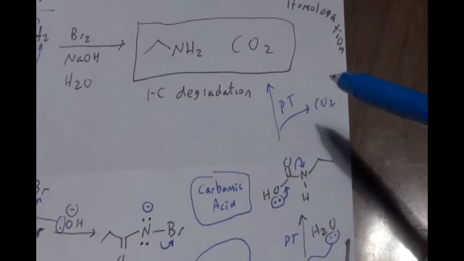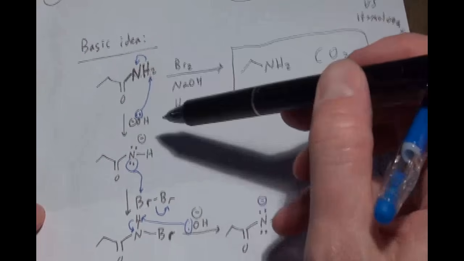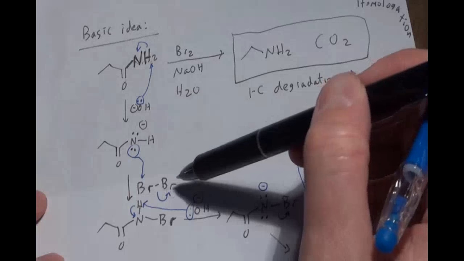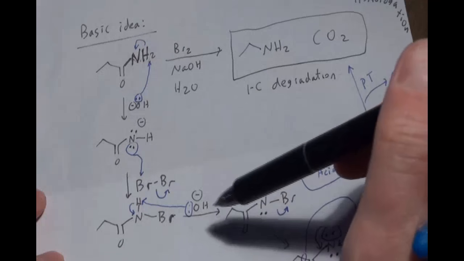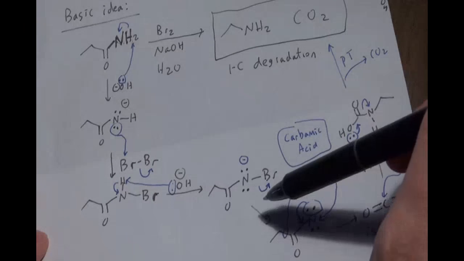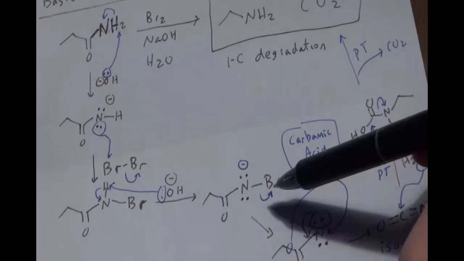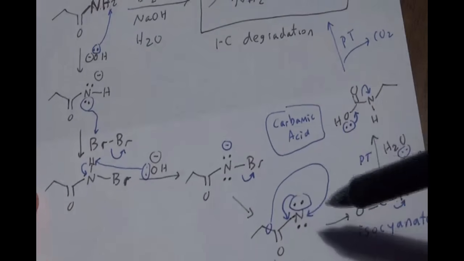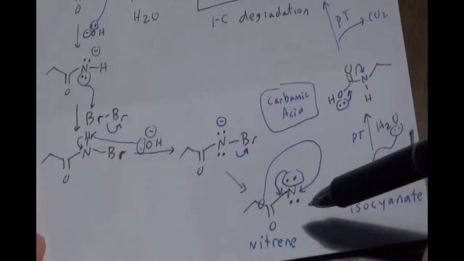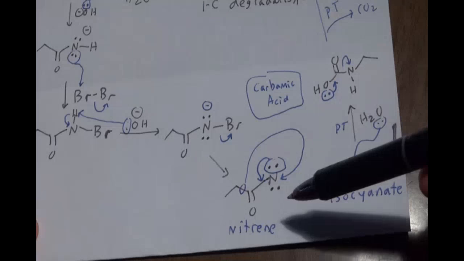Very briefly again, the overall mechanism. The overall mechanism was base took the proton off nitrogen to make an N-. N- gets brominated, Br2. Then base takes off the other proton. You make this weird thing. It does not have a name that I know of, but you have an N- with a Br on it, a good leaving group. And now the leaving group goes away, you make the nitrene.